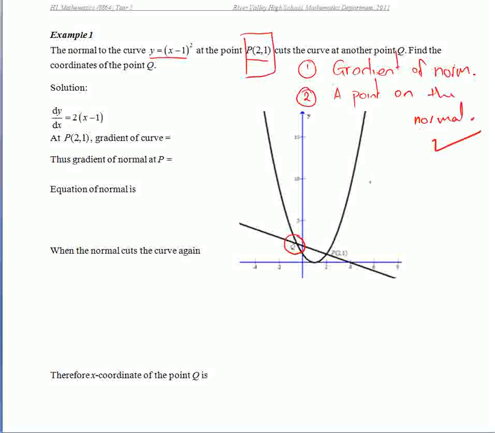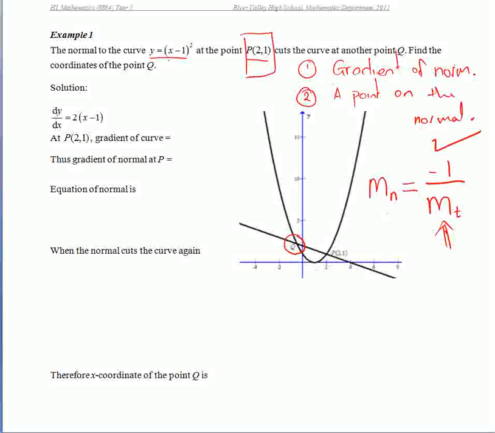Well, we know the gradient of the normal is equal to -1 over the gradient of the tangent line. So if we can find the gradient of the tangent, we can find the gradient of the normal without any problems. And we know how to find this value, the gradient of the tangent. That's just the gradient of the curve at the point (2, 1). So what do we do? We differentiate.